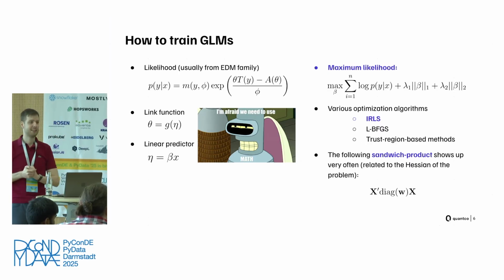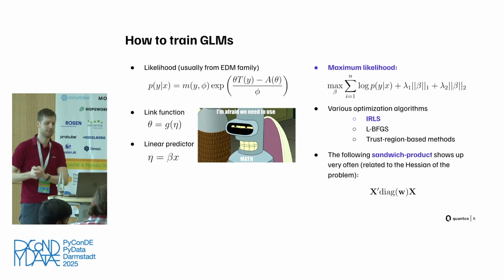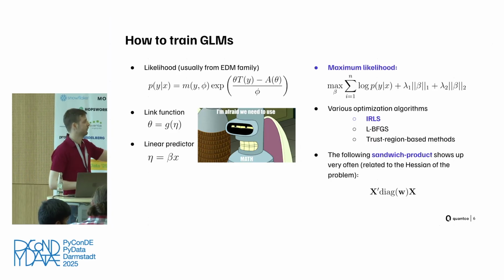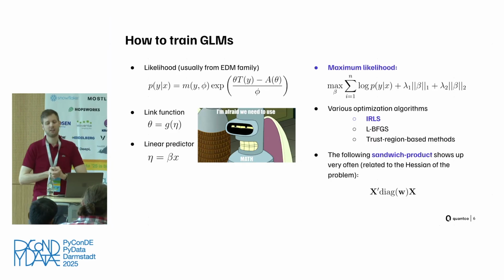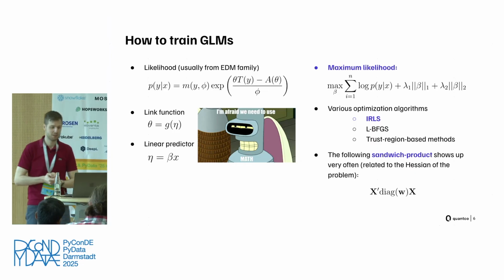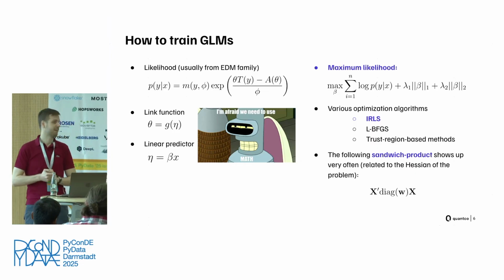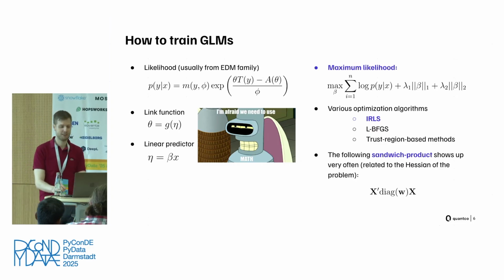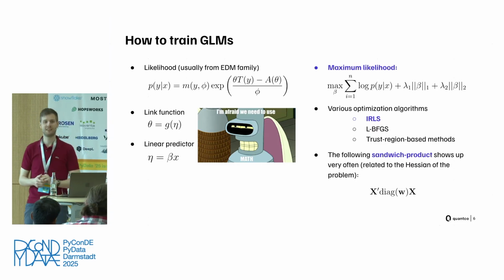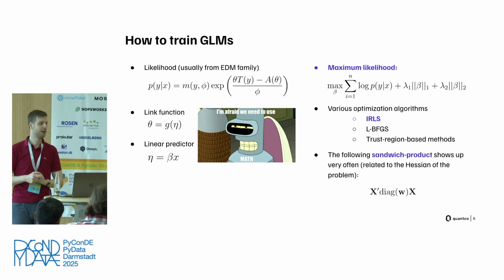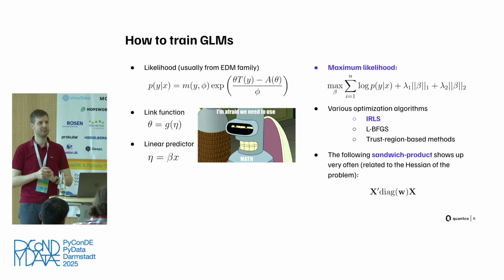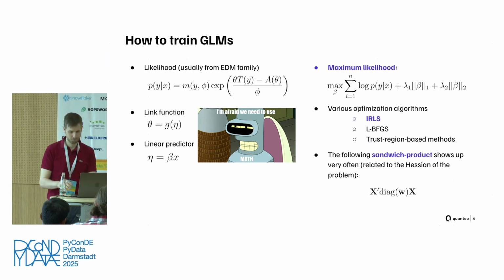So you could just use any off-the-shelf optimization algorithm to do that. For example, from SciPy, you could use some trust region-based algorithm, or you could use the LBFGS solver, which is also very popular. But the classical thing to do with GLMs is to use this thing which is called iteratively reweighted least squares, which sounds fancy, but it is basically just Newton-Raphson in disguise.